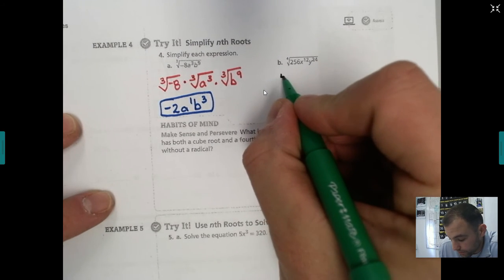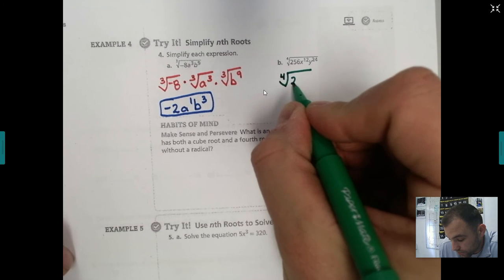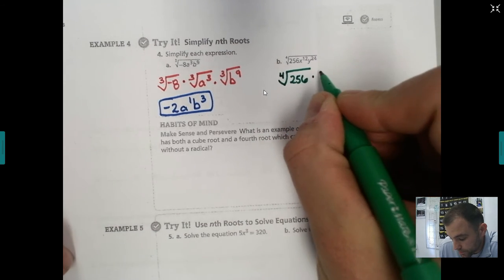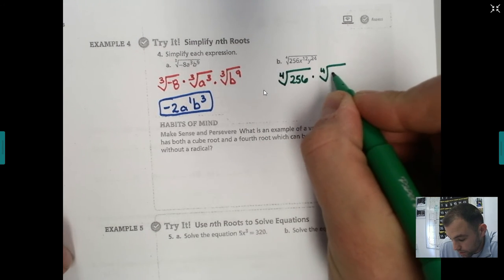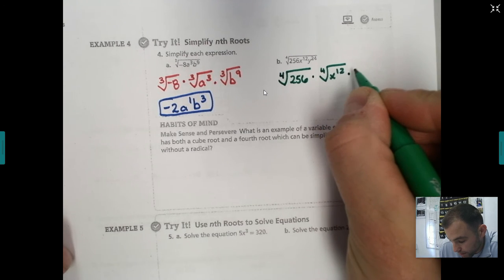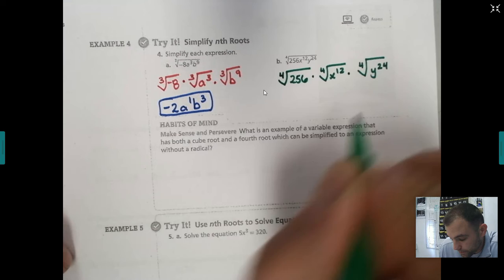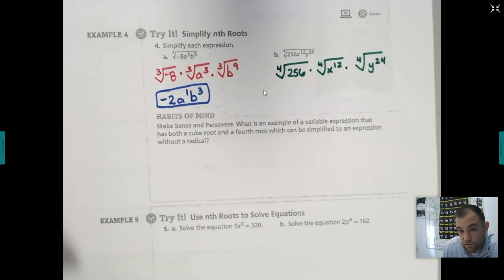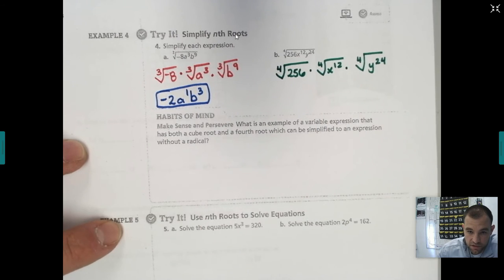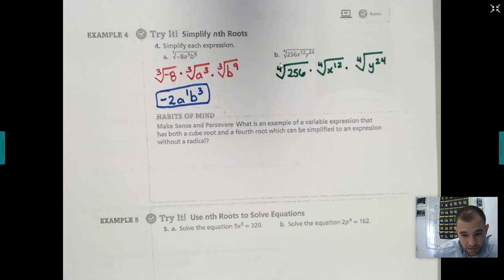So let's split this up. The 4th root of 256 times the 4th root of x to the 12th times the 4th root of y to the 24th. Right, so split them all up. The 4th root of 256, kind of hard. So what number times itself 4 times would get you 256?